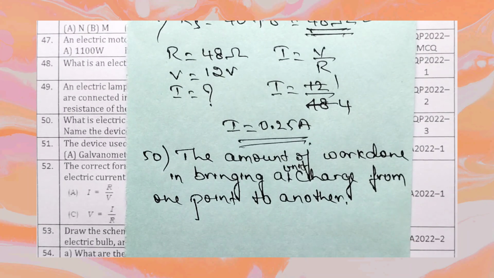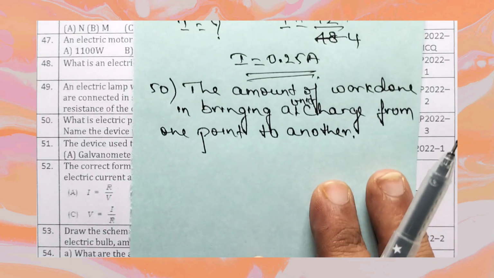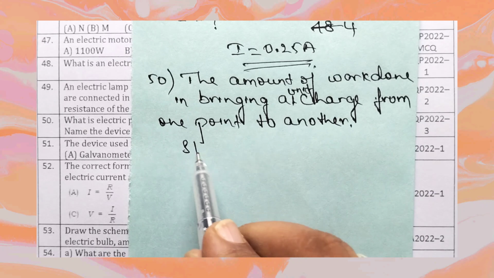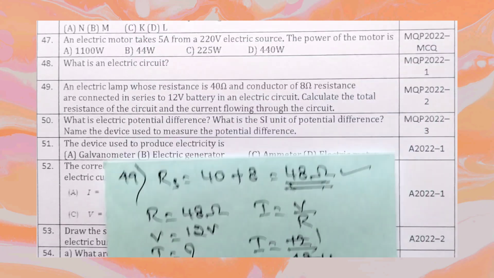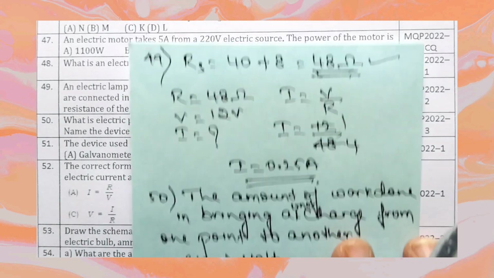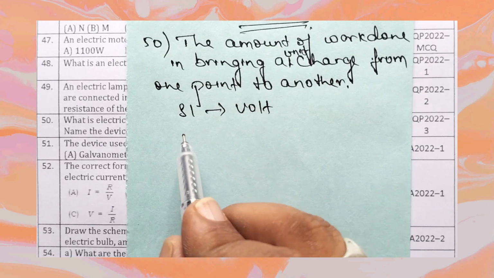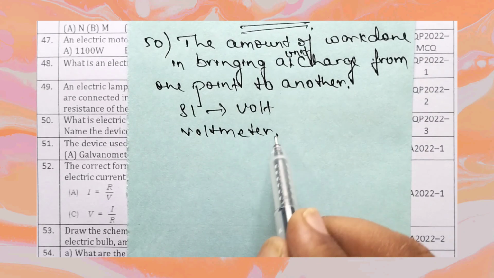Next, inside that there is a sub-question: what is the SI unit of potential difference? The SI unit of potential difference is volt. Next, there is another question: name the device used to measure the potential difference. Potential difference is measured by using an instrument called voltmeter.